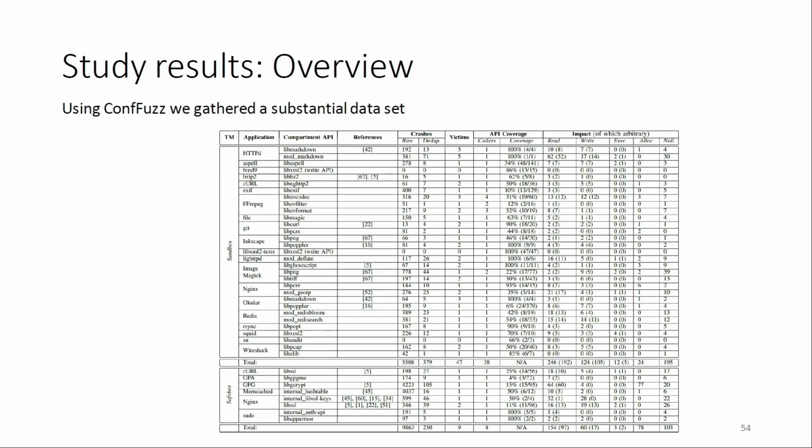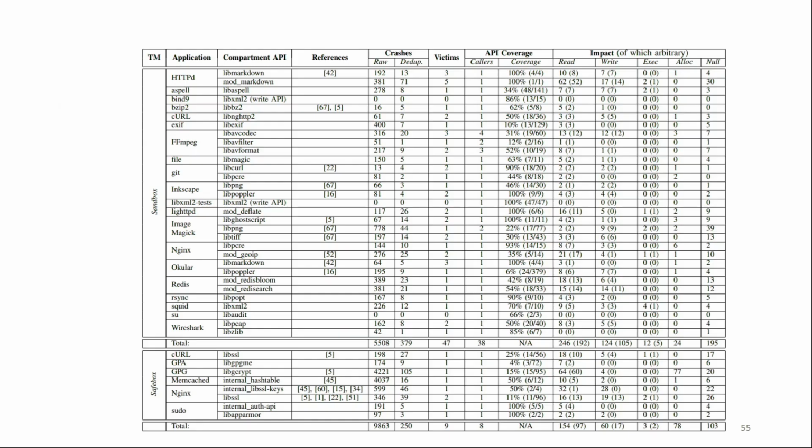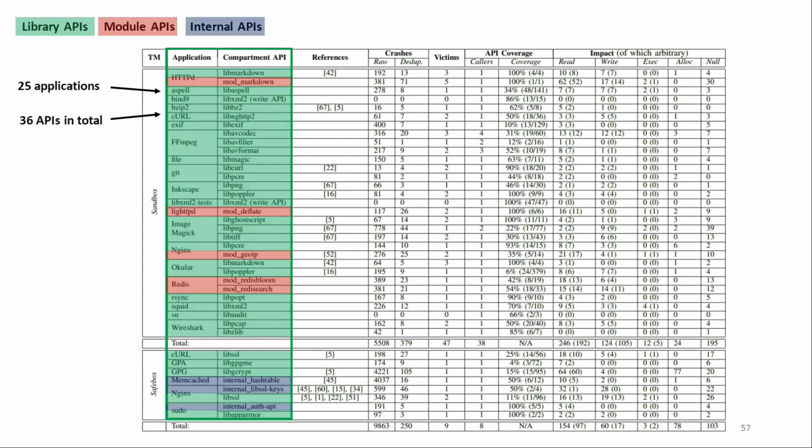So using ConfFuzz, we gathered a substantial data set that we carefully dissected, and here you can see the paper's big table that summarizes the data set. So let's have a closer look at it. Overall, we applied ConfFuzz to 25 applications and 36 APIs for a total of 39 scenarios. And we considered a selection of library APIs, module APIs, and internal component APIs, trying to focus on scenarios that make sense in popular software.